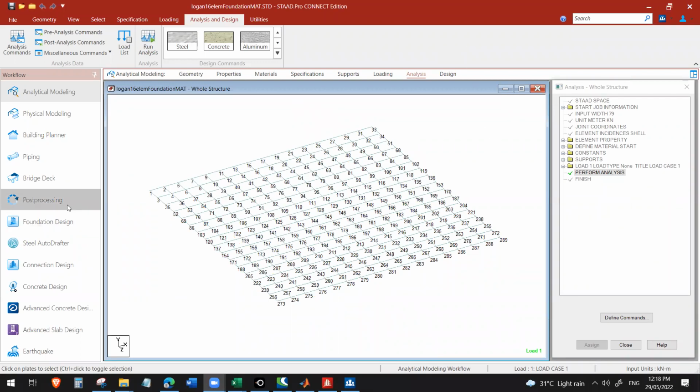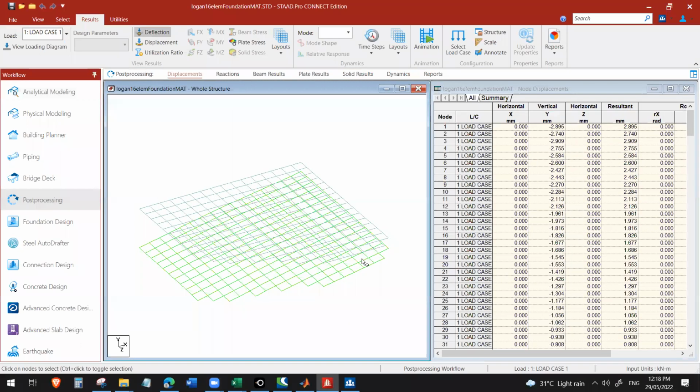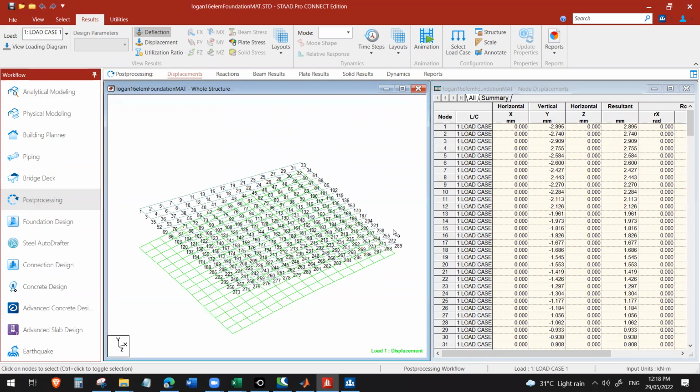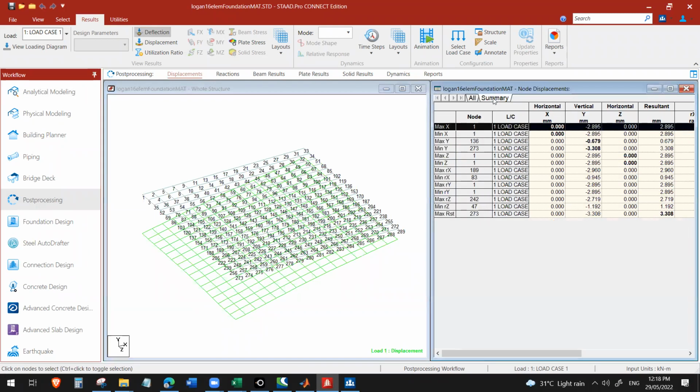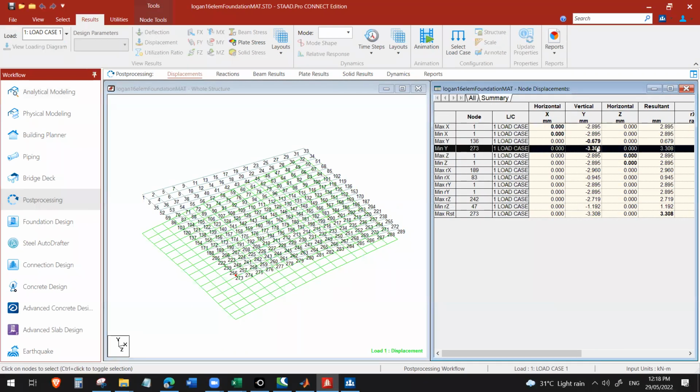Okay, so let's now proceed to post-processing. Our maximum displacement is 3.3 mm, over here. Then the minimum is negative 0.6.